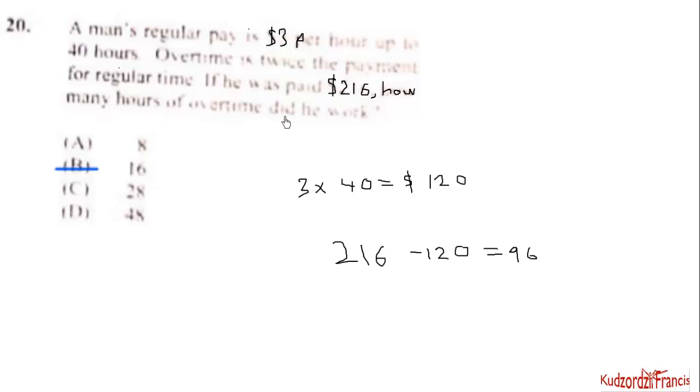So we need to divide 96 by double of the rate, that is twice the regular payment, which is 6. So the number of hours worked will be equal to 96 divided by 2 times 3, and that will be equal to, 2 will go into 48, 3 will go into 48 16 times.